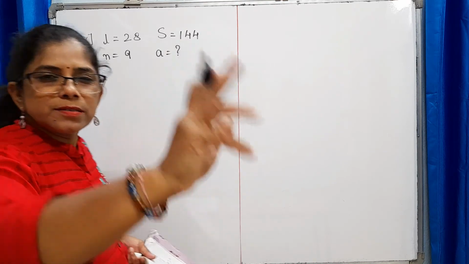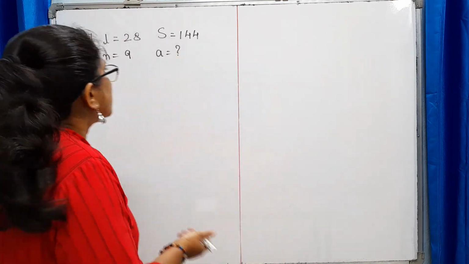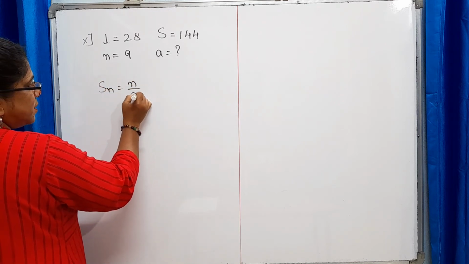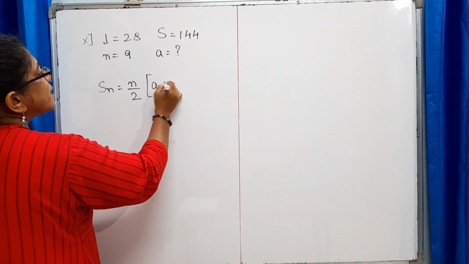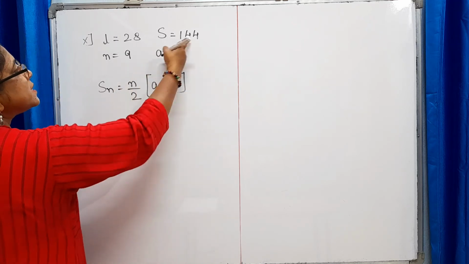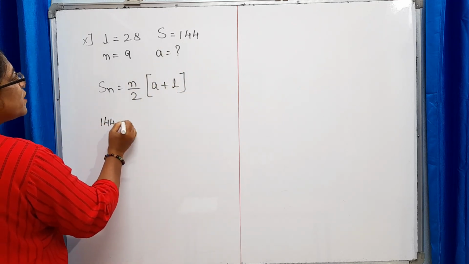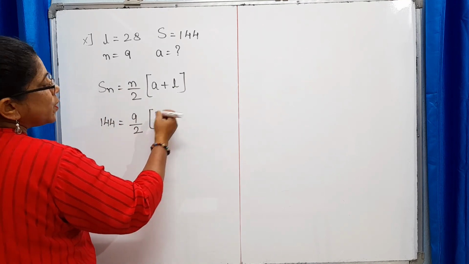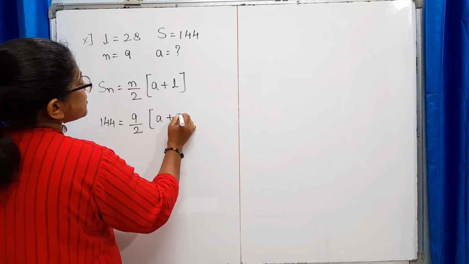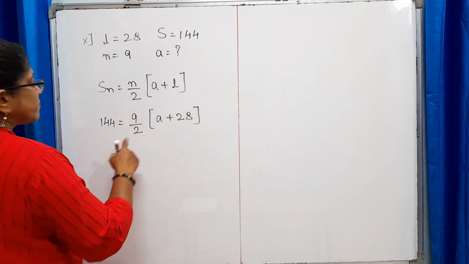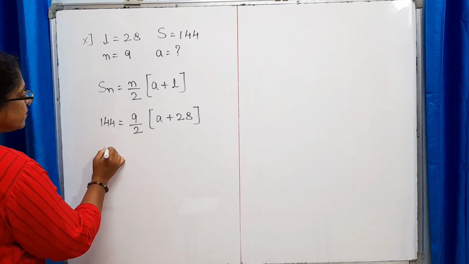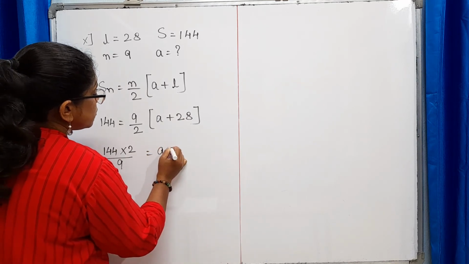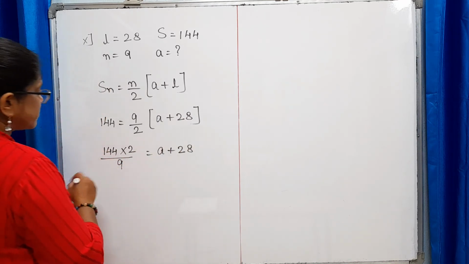It's a very easy sum. Last term means an and we have a simple formula of Sn. That is n upon 2 into the bracket a plus l. What is our Sn? It's 144. What is n? It's 9 upon 2. a we don't know, we have to find, plus 28. Fine. Now we cannot cancel this. Let's shift here. 144 into 2 upon 9 is equal to a plus 28.